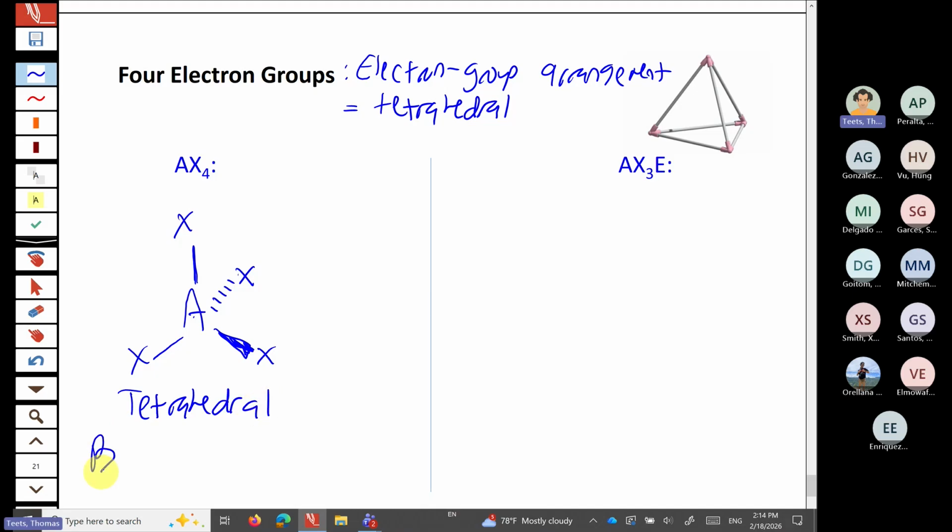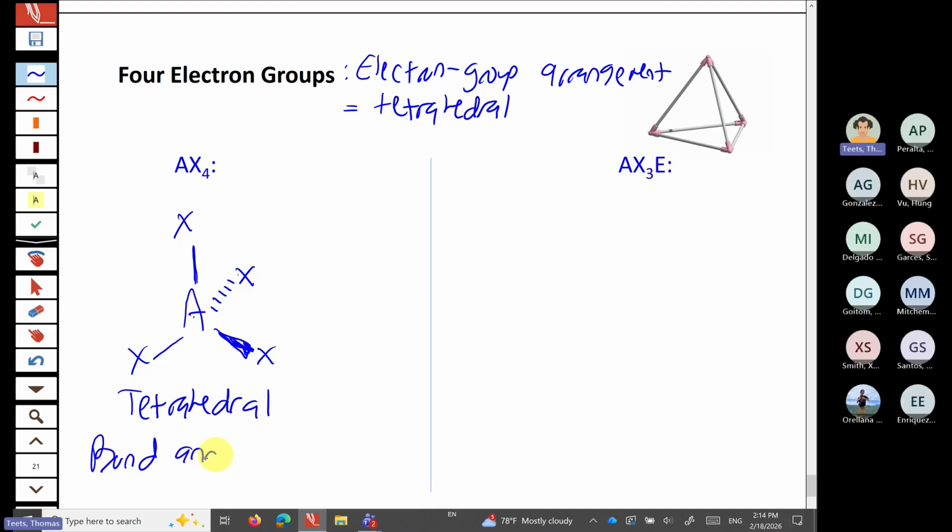And unless you're really good at 3-dimensional geometry, this number is not going to be intuitive at all. But the bond angle that's associated with those is 109.5. So again, the angle between any 2 of these outer atoms going through the central atom would be 109.5 in a tetrahedral electron group arrangement. That number is not easy to come up with, obviously.